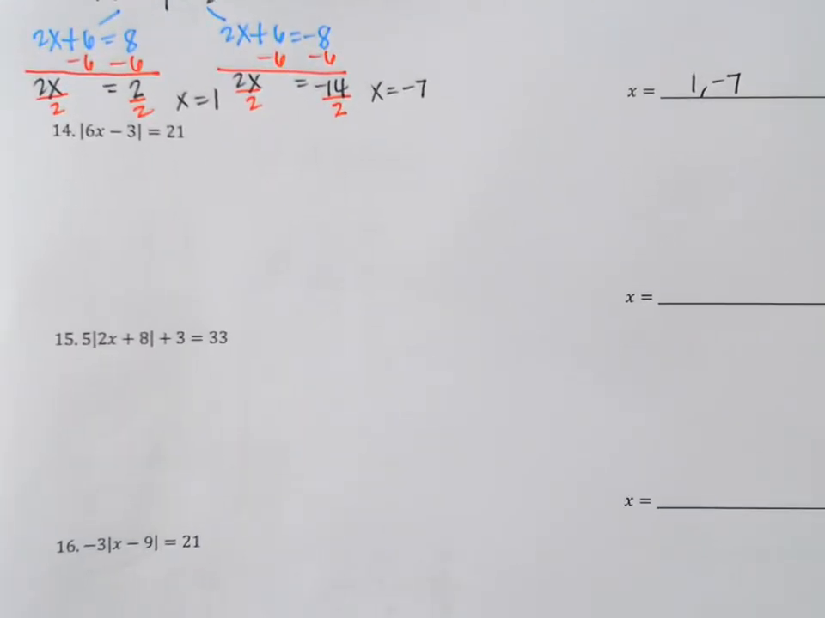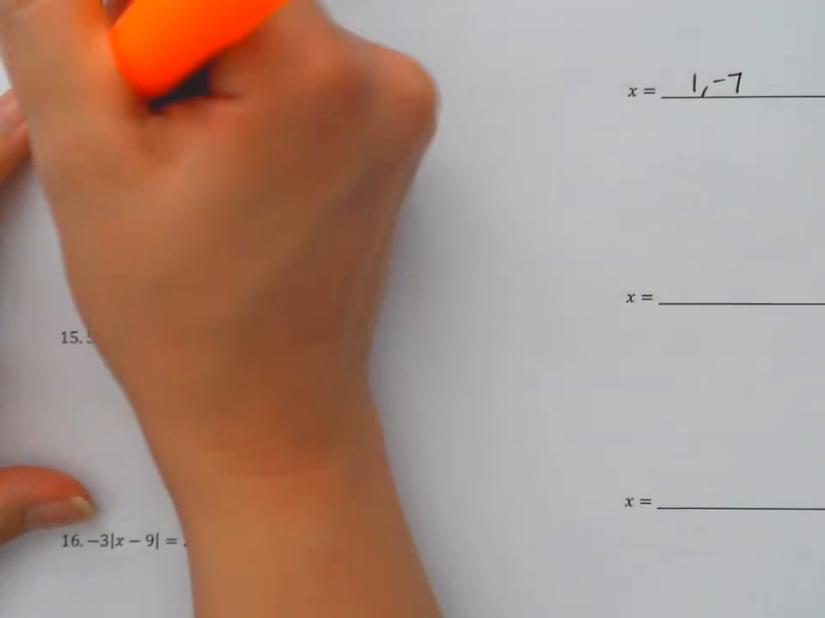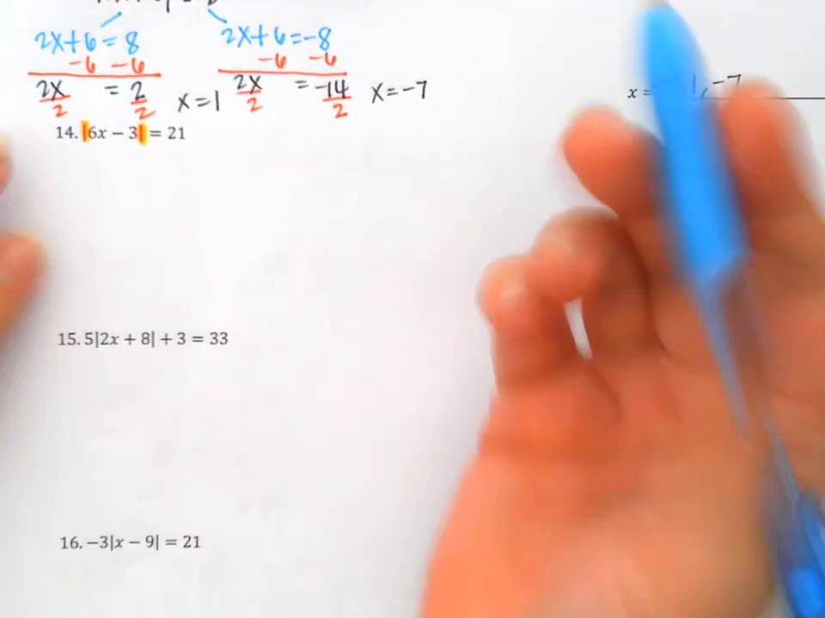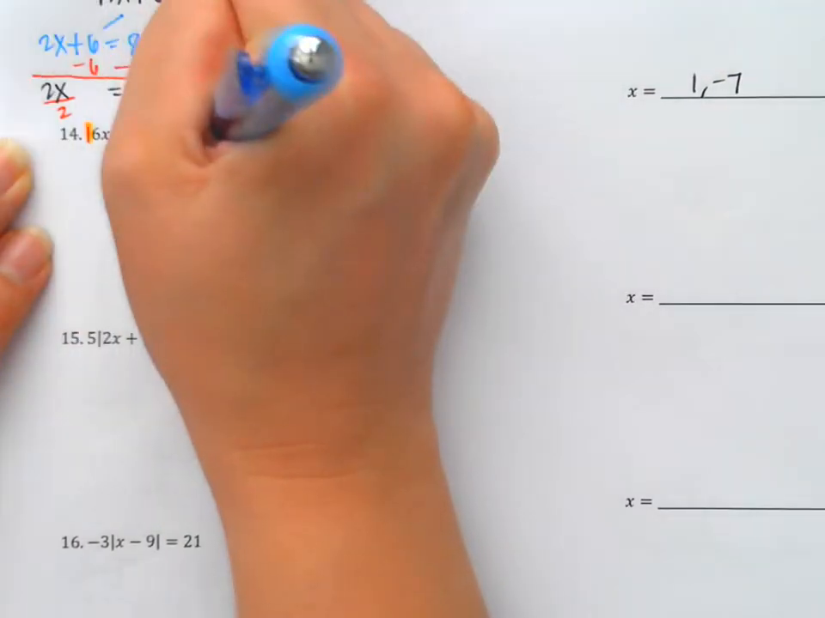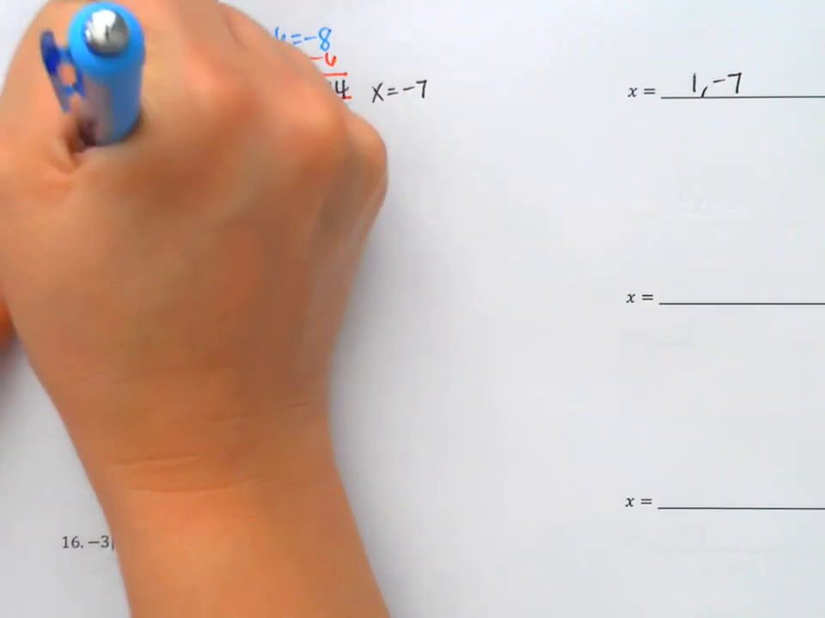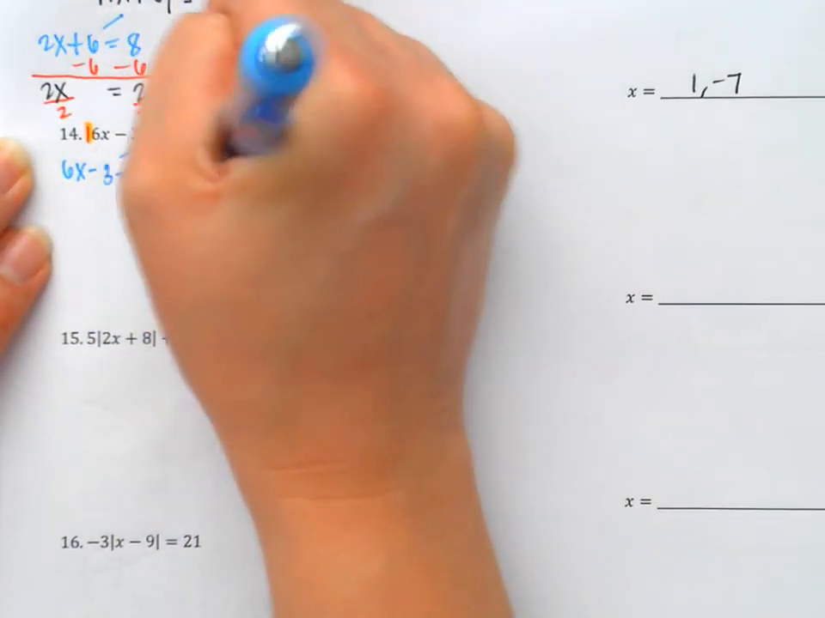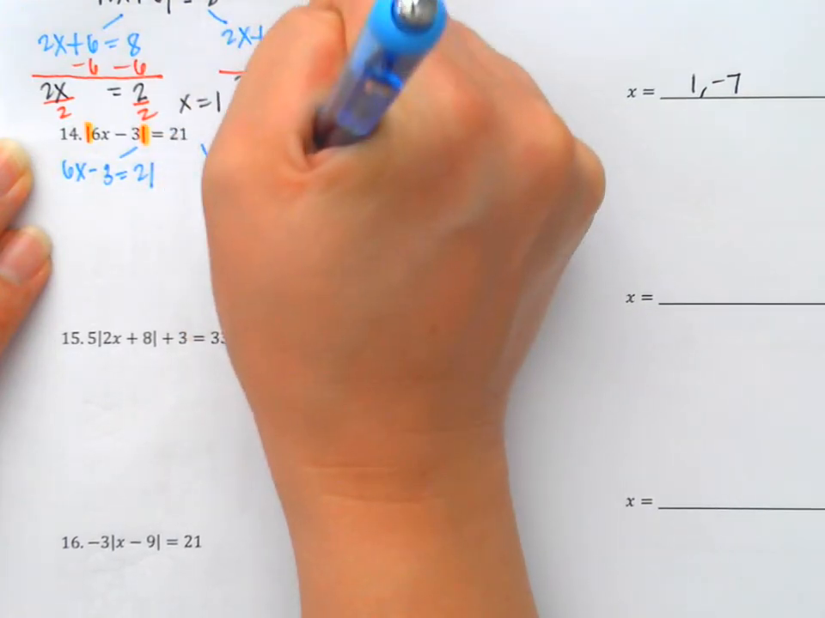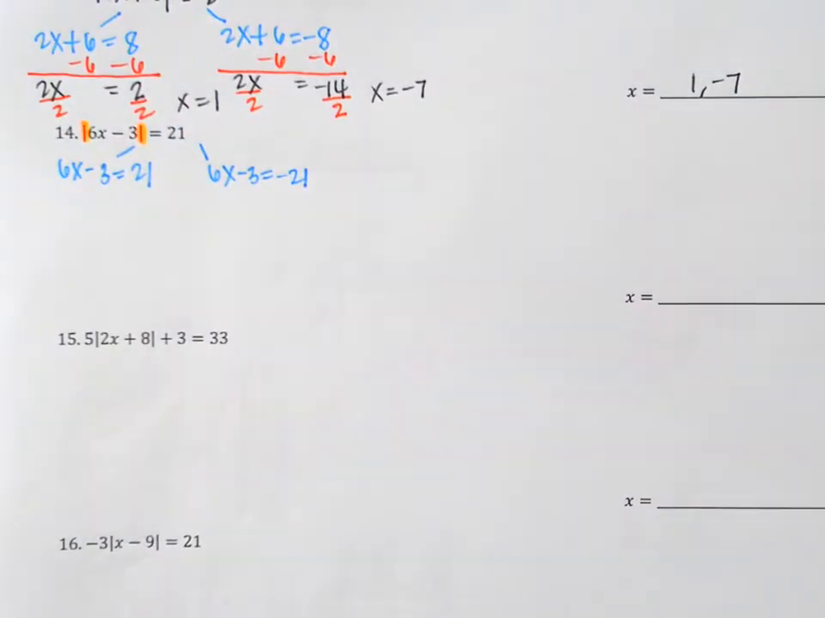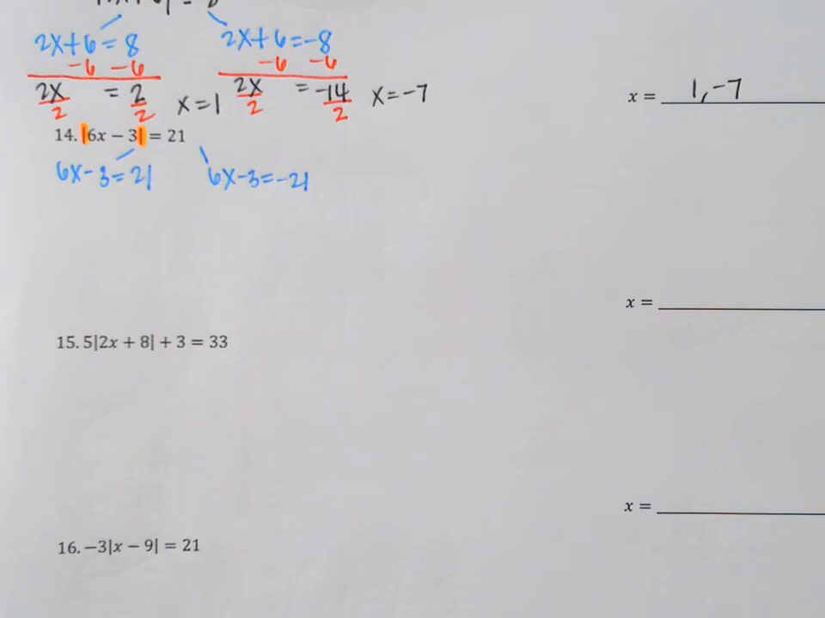Okay, so let's move on to 14. Is the absolute value expression already isolated? It sure is. So we just start by splitting it into 2. 6x minus 3, the inside doesn't change, equals positive 21. And 6x minus 3 equals negative 21. And now I just solve those each separately.